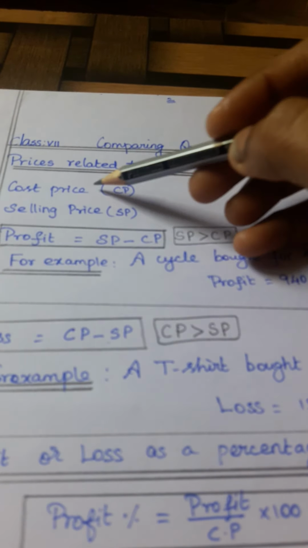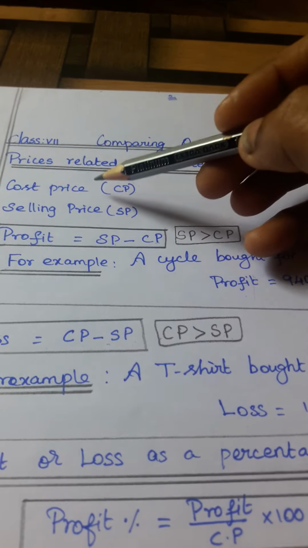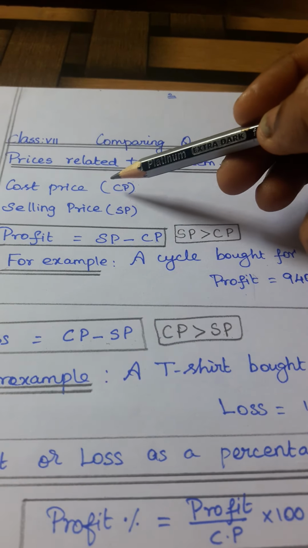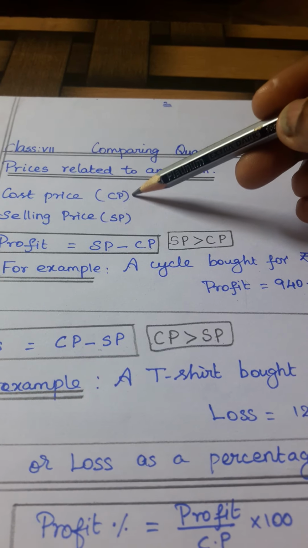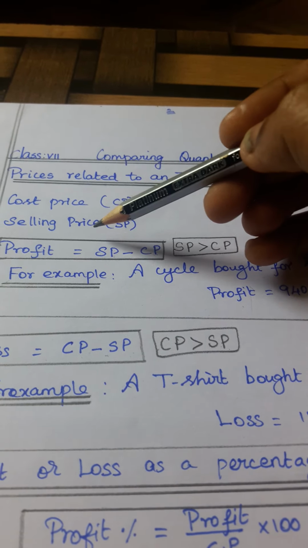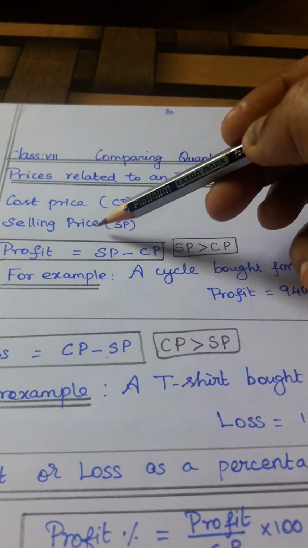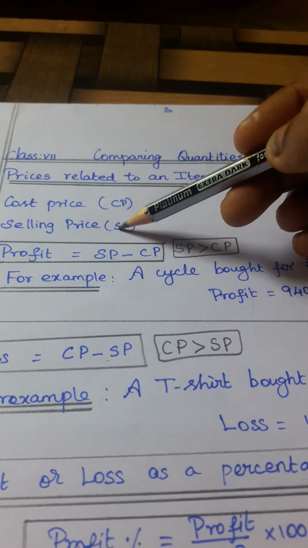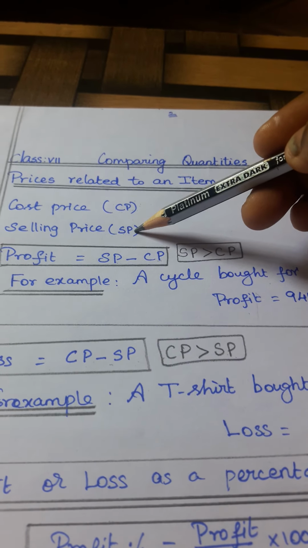Okay, the first one is cost price. The buying price of any item is known as cost price, and cost price is written in short form as CP. And the price at which you sell is known as the selling price, and we can write selling price as SP.